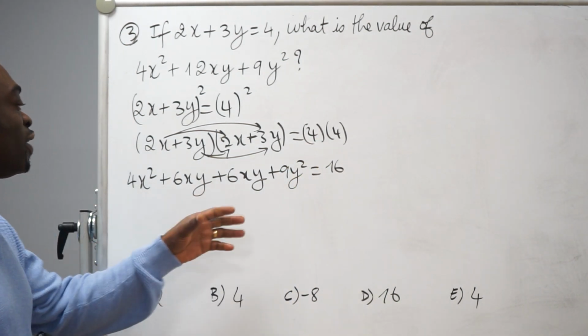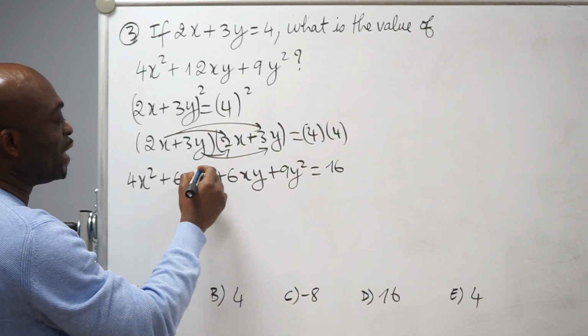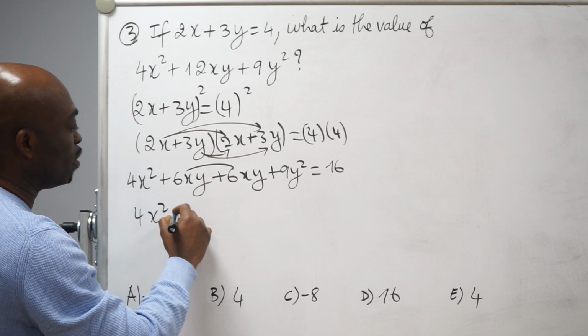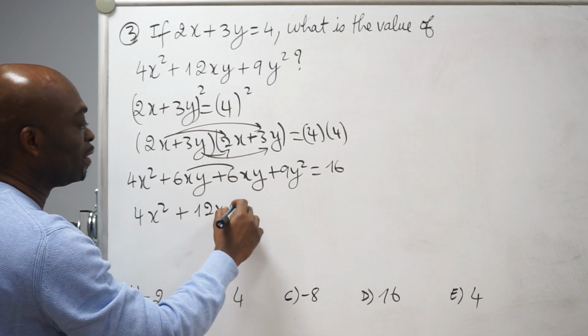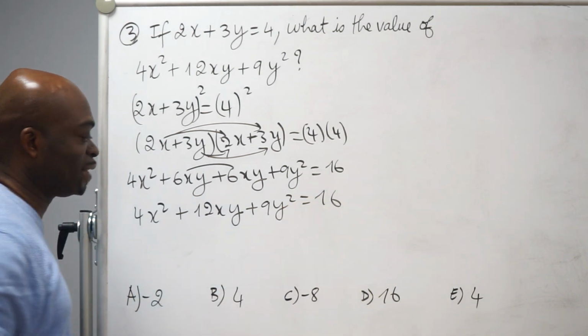All right, so this is what we have so far. We can combine these two together, so we have 4x squared plus 12xy plus 9y squared equal to 16.